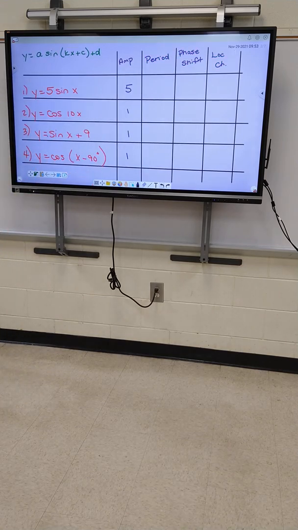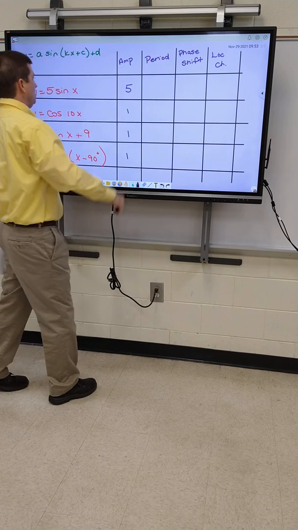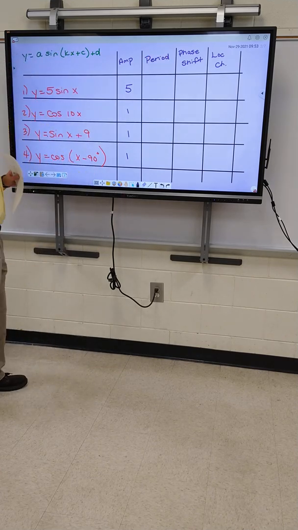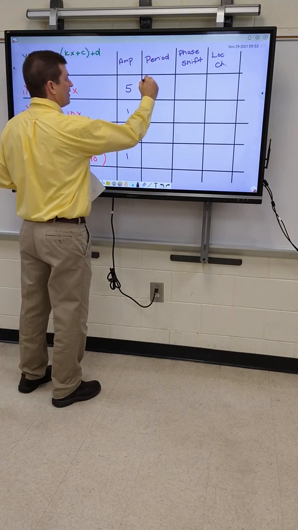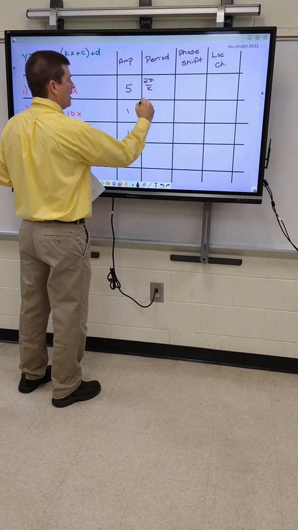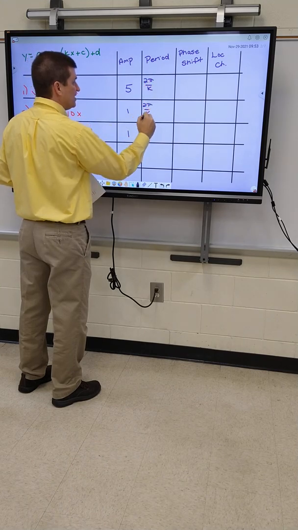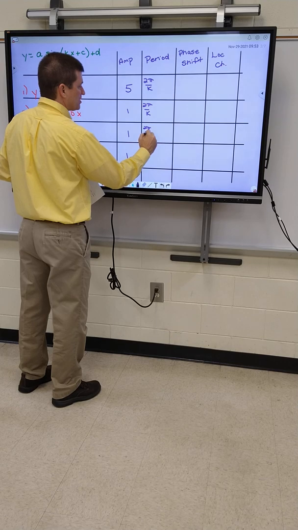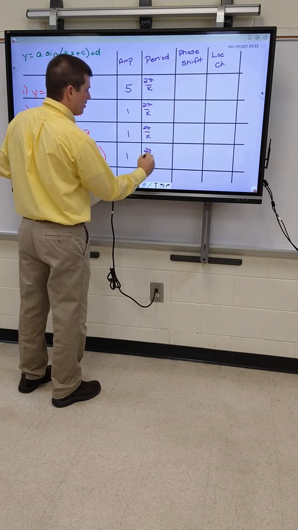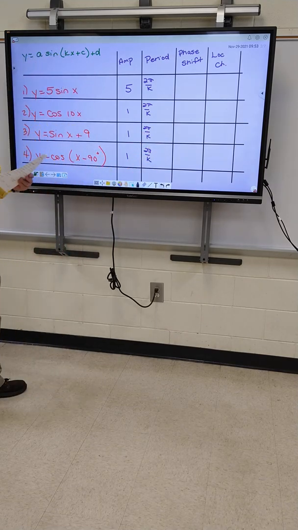All right, Amelia, look at our formula sheet when we do the second column. What is the formula for period? 2 pi over k. I like to write that down on all these, and the reason is because this formula is not always the same. 2 pi over k. So you guys go ahead and write that down.